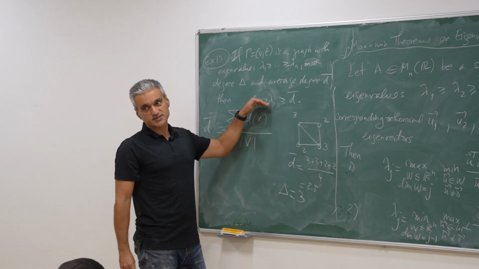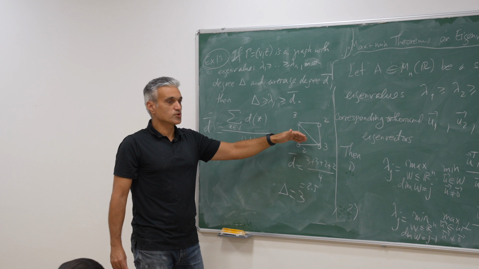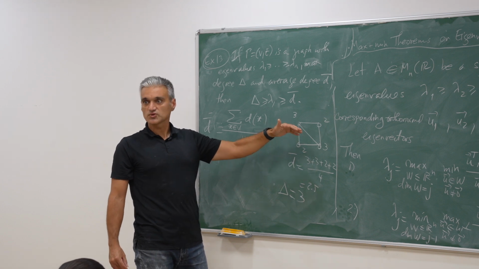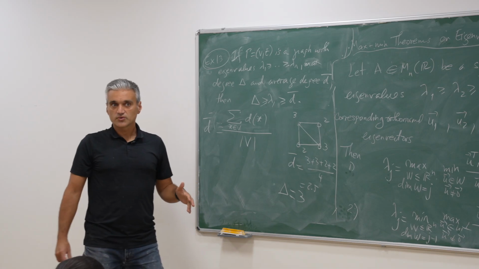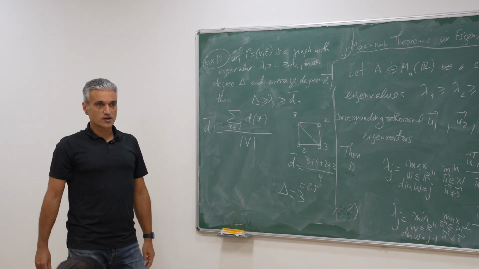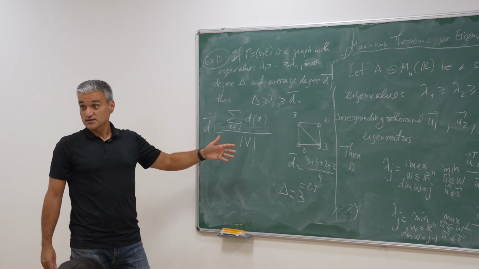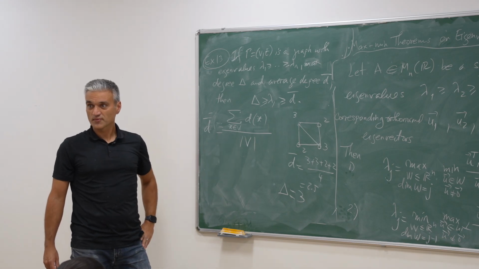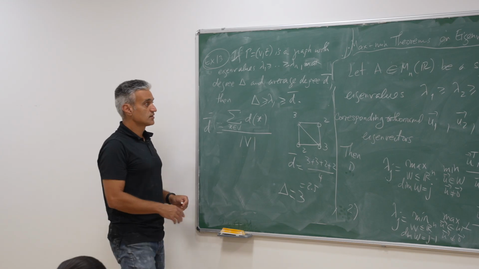So this inequality says lambda 1 is between 2.5 and 3. I don't know what this lambda 1 is here. That's another exercise you can try to calculate. I'll show you an easy way to calculate it tomorrow. But that's basically the result. Okay, so that's what your colleague was asking about: what is the average degree?